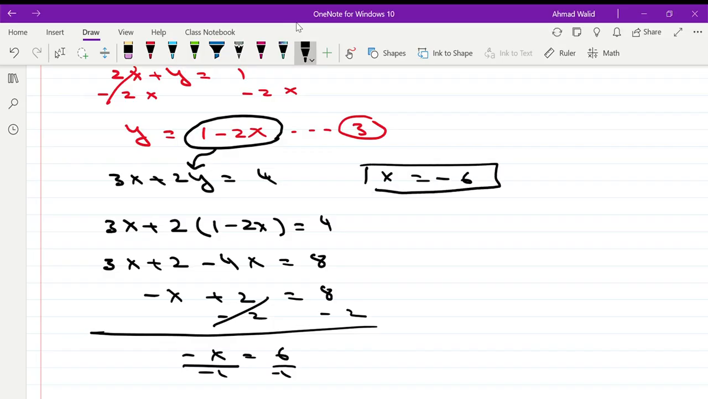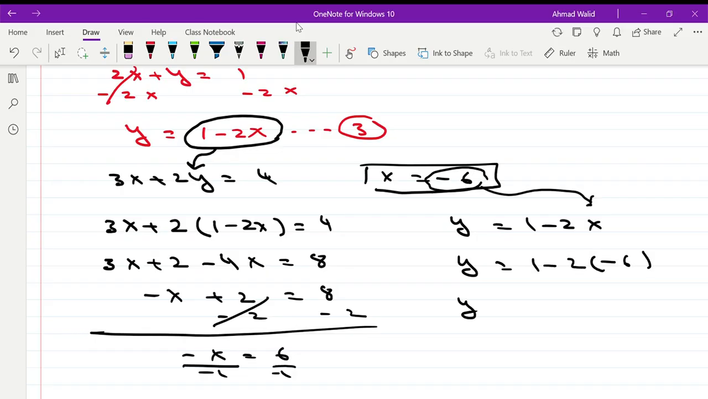Now I want to find the value of y. I'll copy equation number 3, the easy one: y equals 1 minus 2x. And I'll plug the value of x here. Then y equals 1 minus 2 times negative 6. y is equal to 1 plus 12. y is equal to what? 13. Final answer, what is the answer? Negative 6, comma, what? 13. The solution for this system of linear equations.